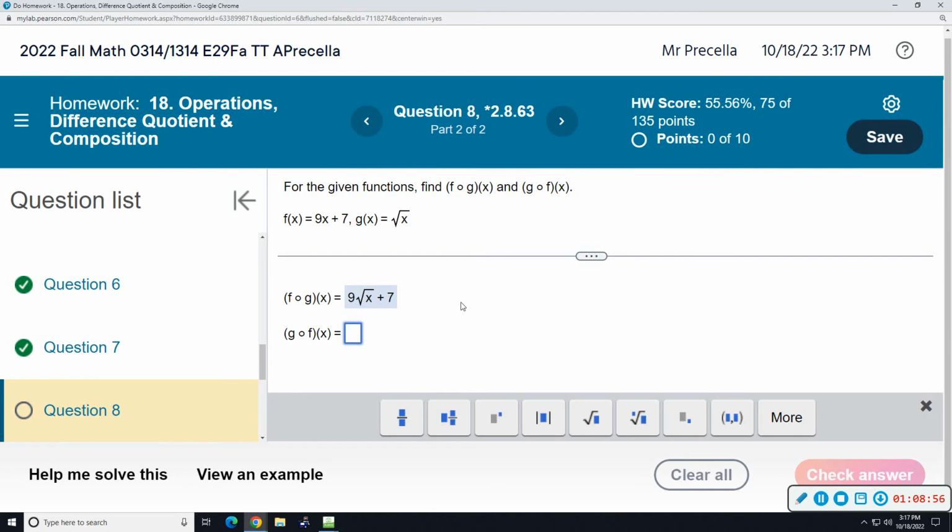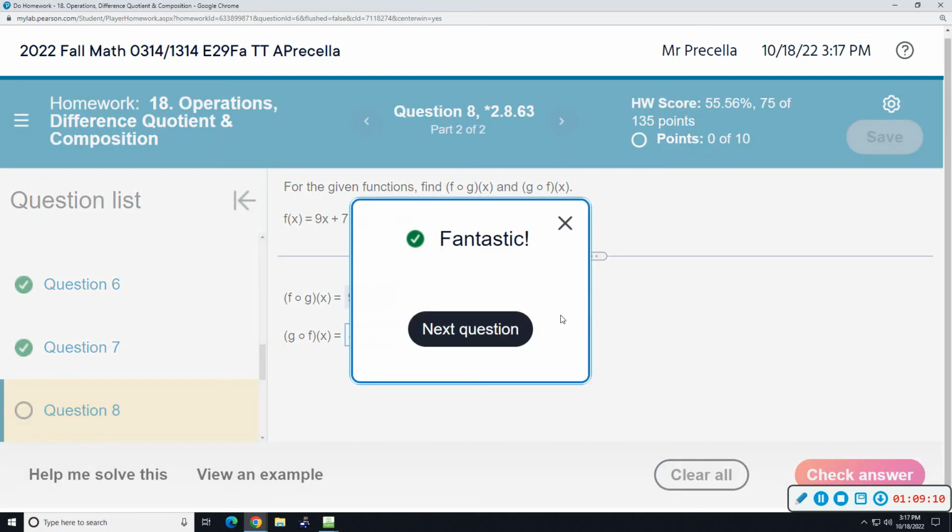Okay, y'all tell me, how am I going to type in this answer? Square root 9x, okay, plus 7. So now I have the square root first, and the 9x plus 7 is all underneath that radical. Any questions?